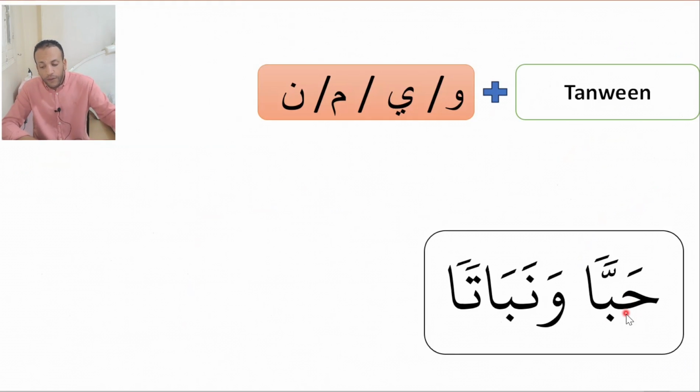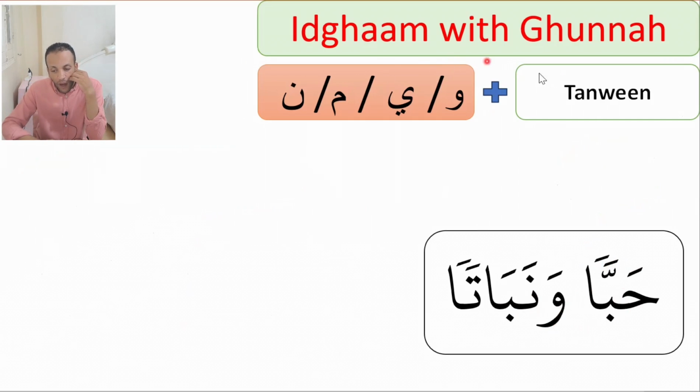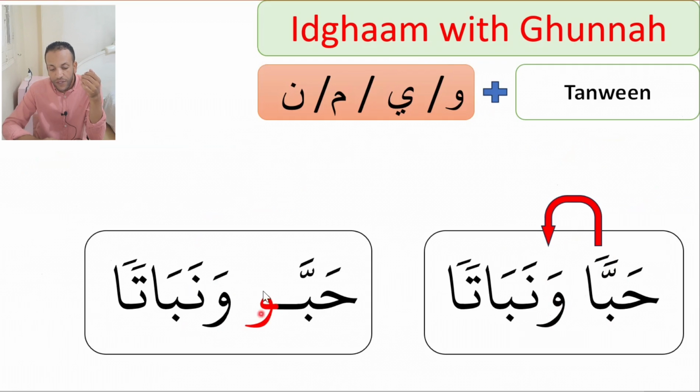So we go to another example. Here we have one word, then another word. The first word has Tanween Fatha. The following word starts with waw. So here I need to apply this rule, Idgham with Ghunnah, when I read both words together. I will put the Tanween into the waw, so I will have two waw. In the first one, I will do the nasal sound and I will prolong the pronunciation.